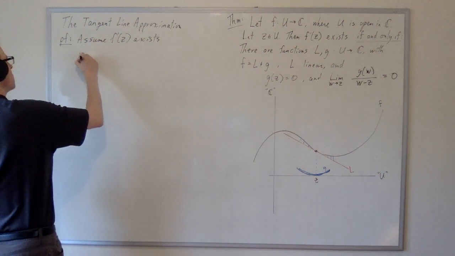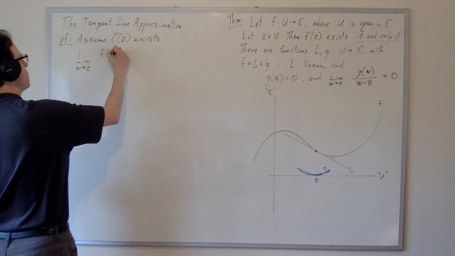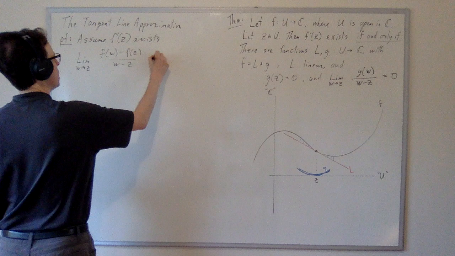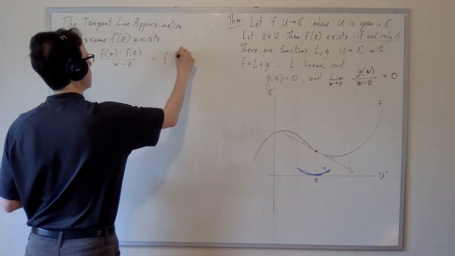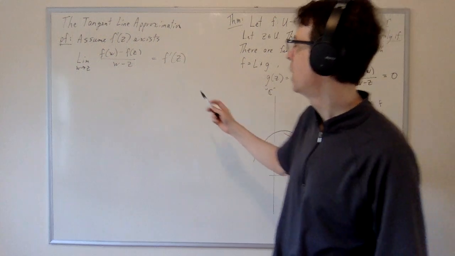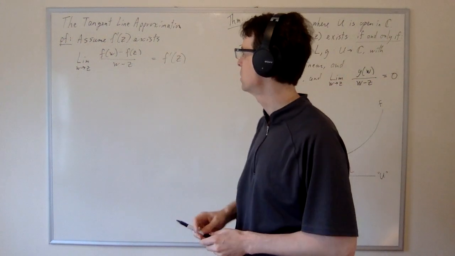And then what does that tell us? That tells us that the limit as w approaches z of f of w minus f of z over w minus z is equal to f prime of z. This is the definition of the derivative, of course, but here I'm saying this is a true equation. If this exists, this is a true equation and both sides exist.